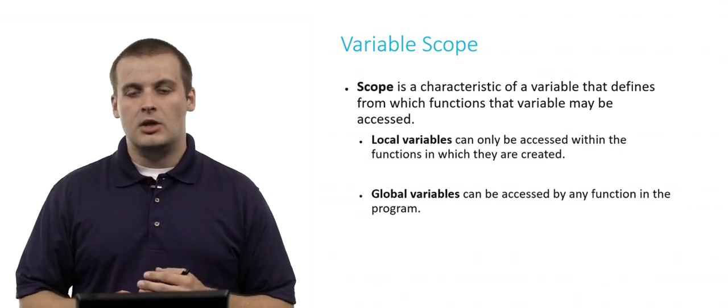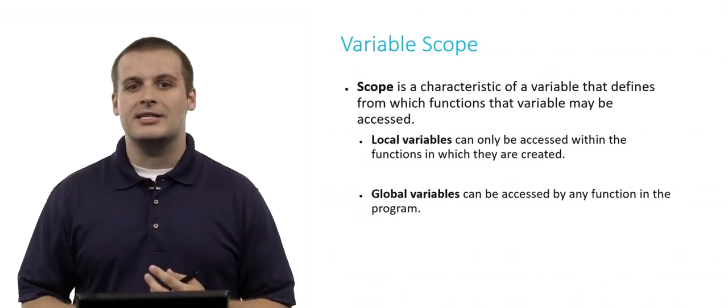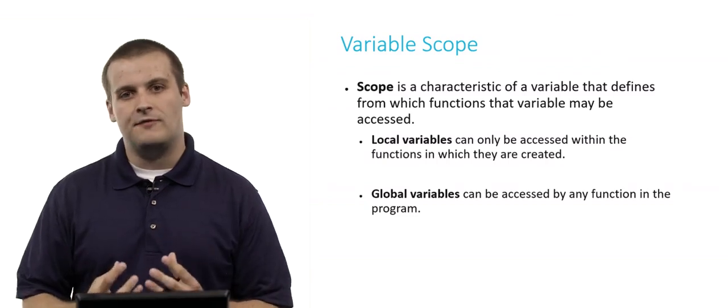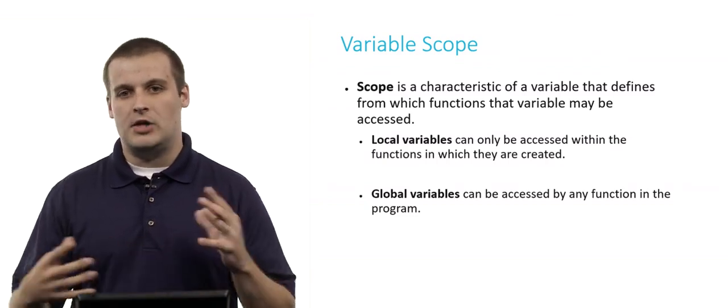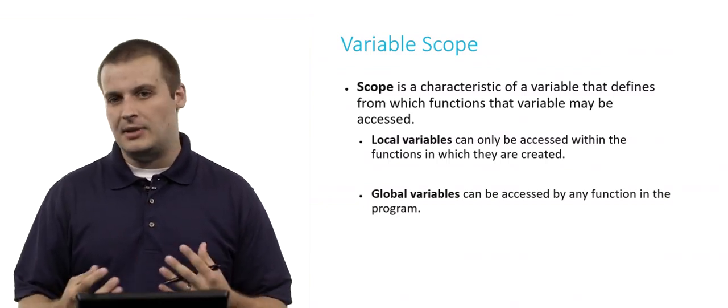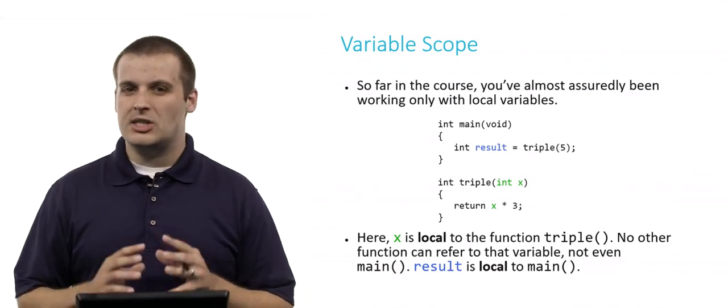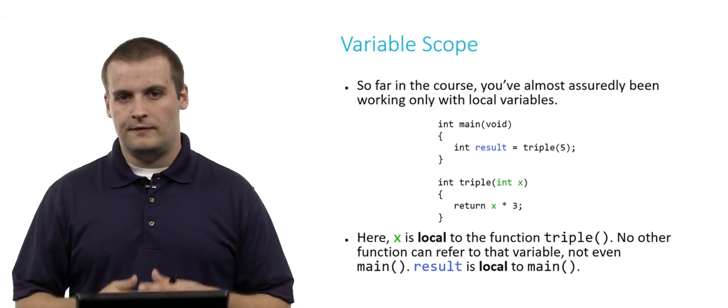created. Global variables, on the other hand, can be accessed by any function in the program, and the reason for that is because they're not created inside of any particular function. We declare them outside of all of the functions, which means that every function knows where it is and can access and manipulate it. So far in the course, you've pretty much been working exclusively with local variables.